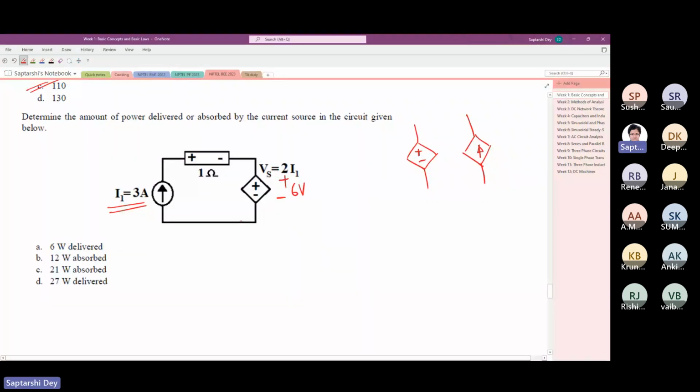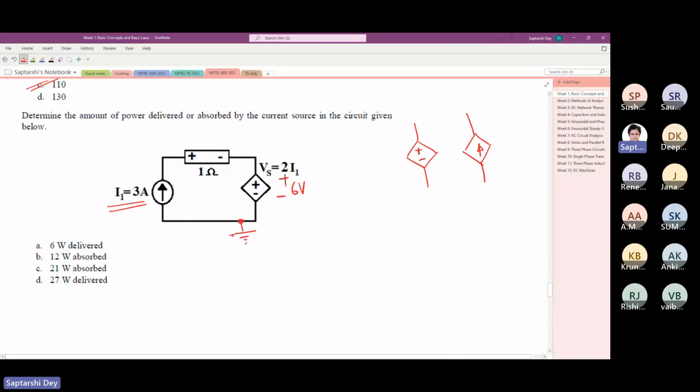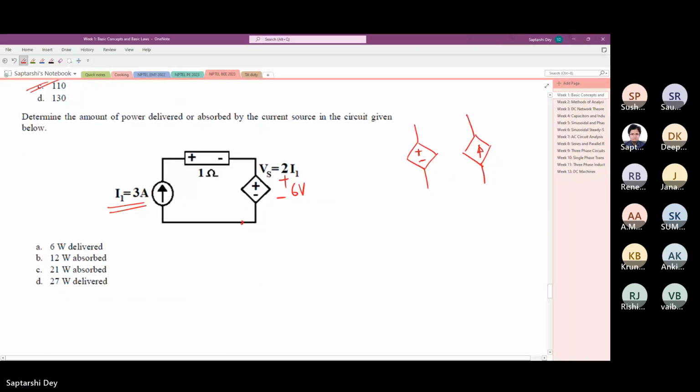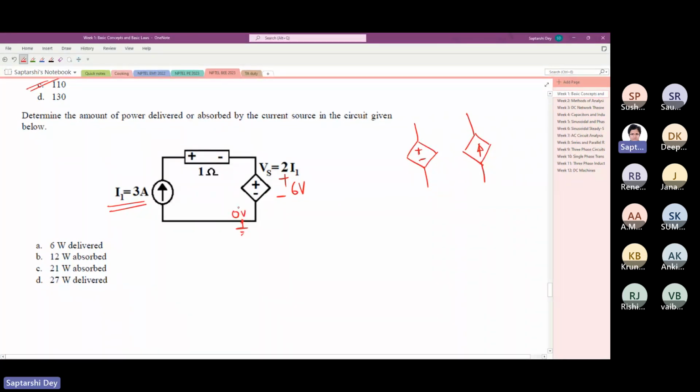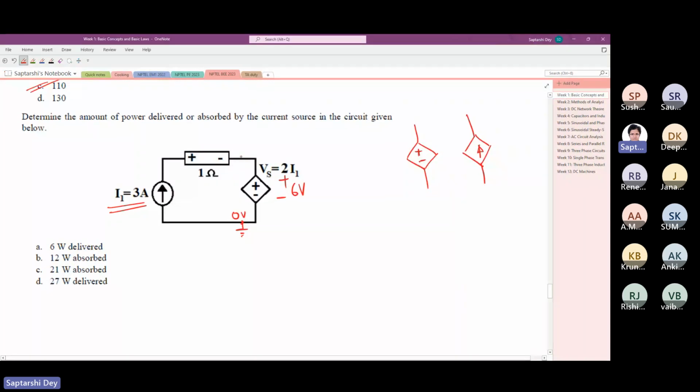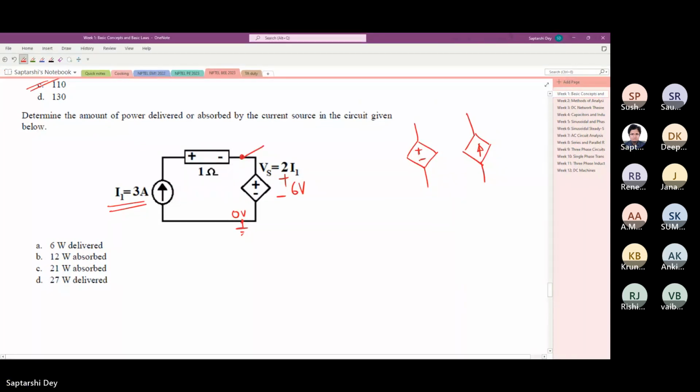So let us analyze this circuit with respect to this point. Let this be the reference point. Sorry, not the ground, the reference point. If this is the 0 volt point, we'll measure everything with respect to this. Then what is the potential of this node or this point? Tell me quickly.